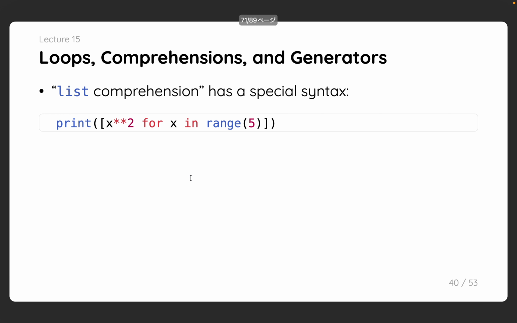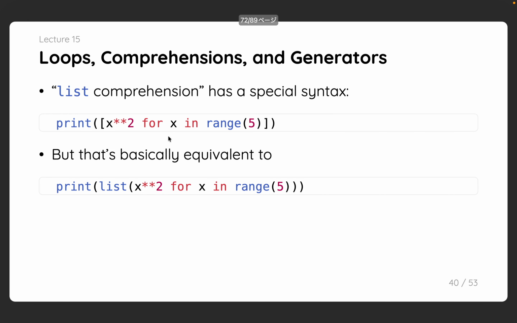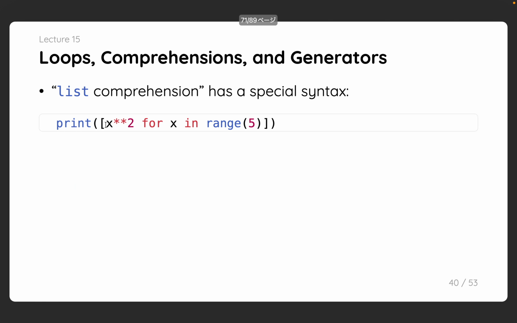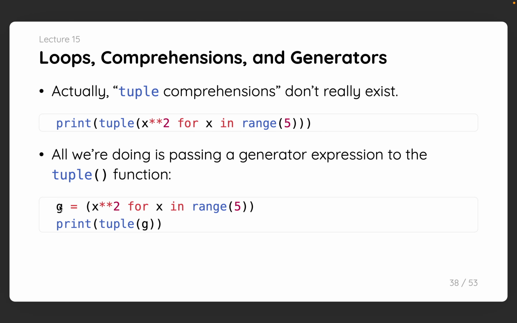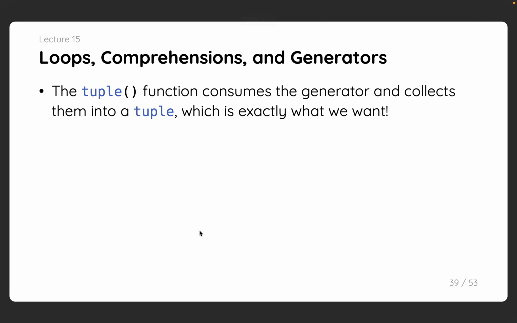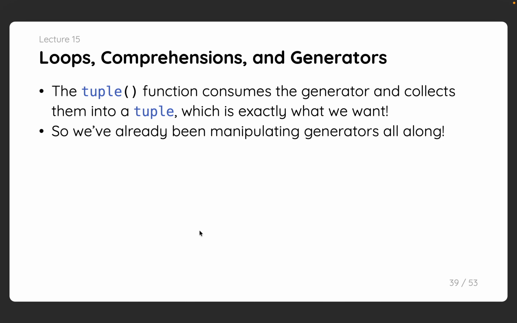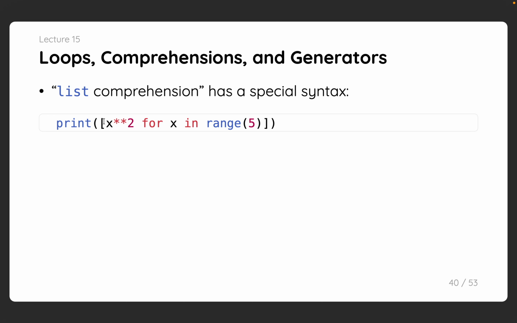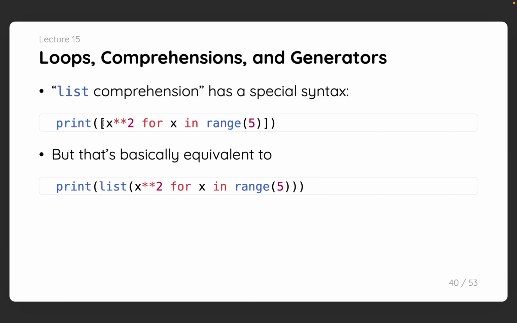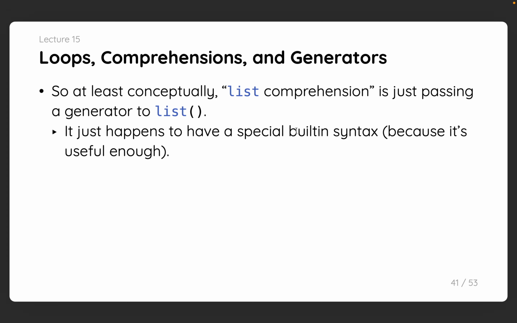So similarly, aside from tuple comprehensions, frozen set comprehensions, list comprehensions, and other stuff also don't really exist. All they were was, again, we were making a generator, then passing that into some function, tuple, list, frozen set, or so on. So that is what we have been doing all this time. So again, list comprehensions have this syntax. This is pretty much equivalent to making a generator first, then passing that into the list function.